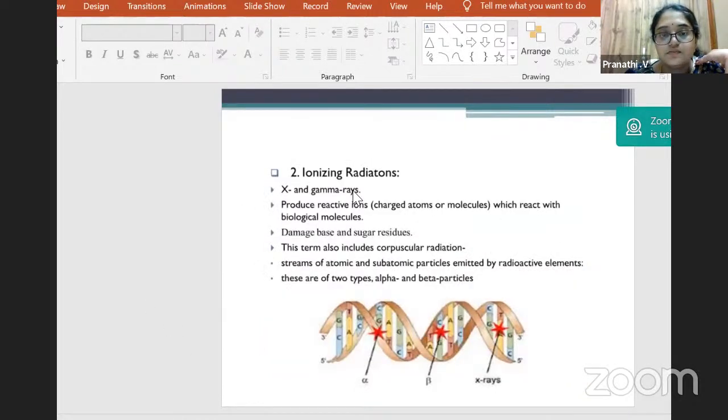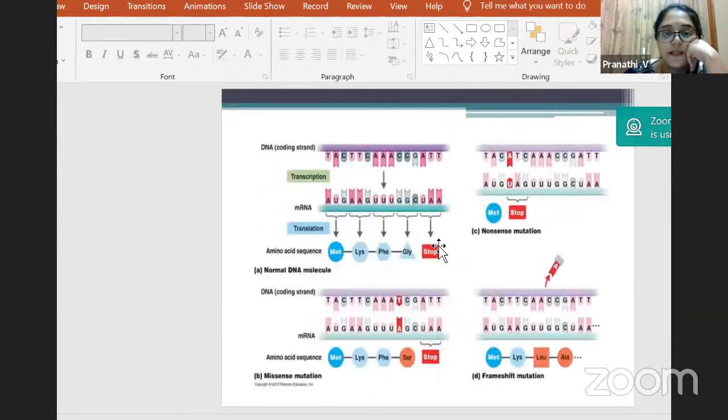So we have just seen ionizing radiations and what kind of mutations they cause.